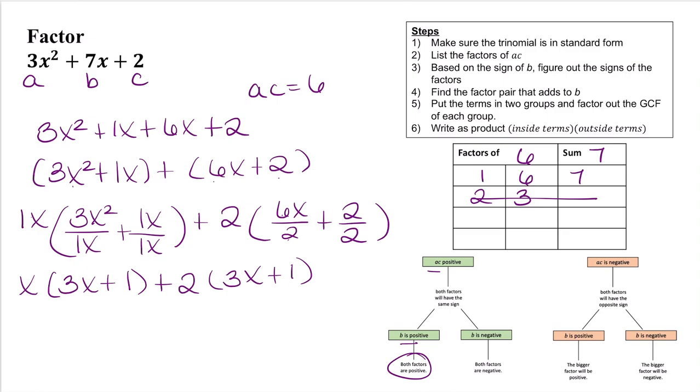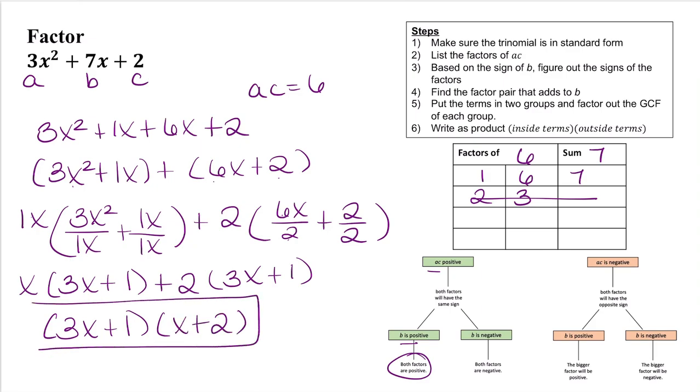So now notice that I have a common binomial, right? I have that 3x plus 1. So when you write this as a final factored form, you can write it as the inside terms, 3x plus 1, times the outside terms, x plus 2. And that is now the factored form of the original trinomial, 3x squared plus 7x plus 2.